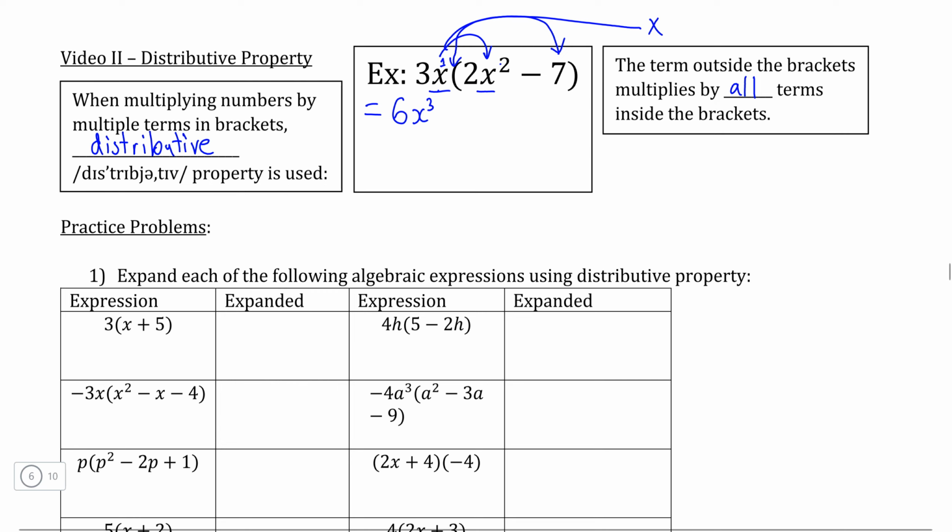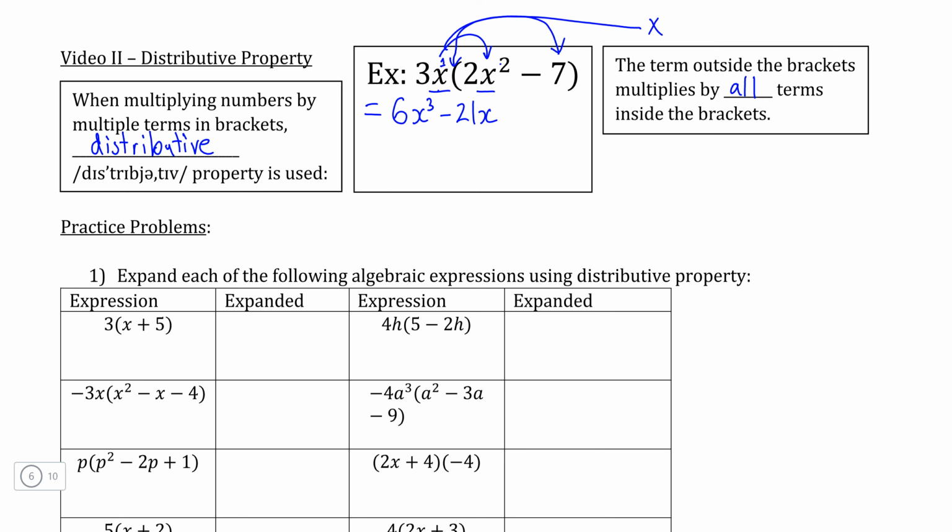Next, we need to do 3x times negative 7. First, we can multiply the coefficients together. 3 times negative 7 is going to be negative 21, and since there is no variable next to negative 7, the x just appears as x like this. And this is our overall binomial once we distribute 3x to each of the terms within the brackets here.